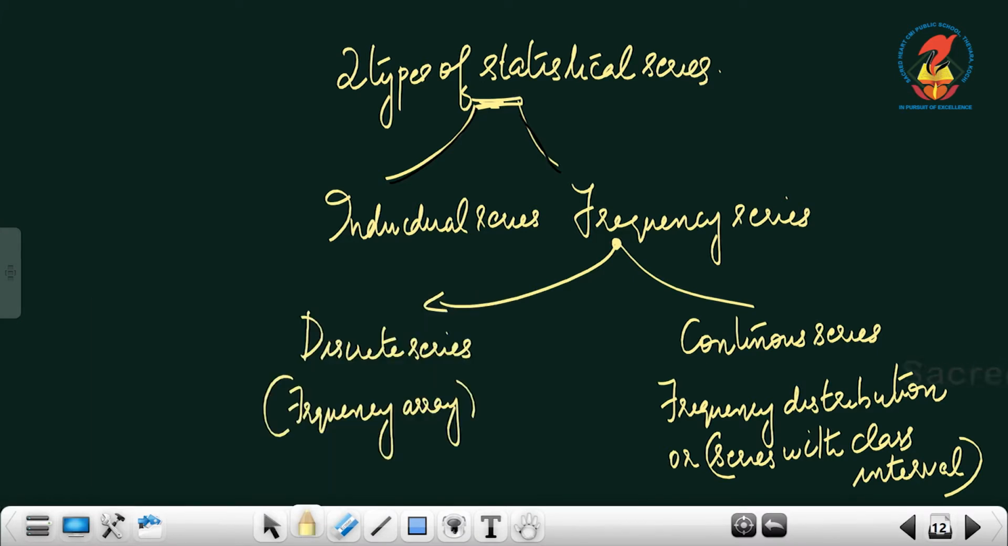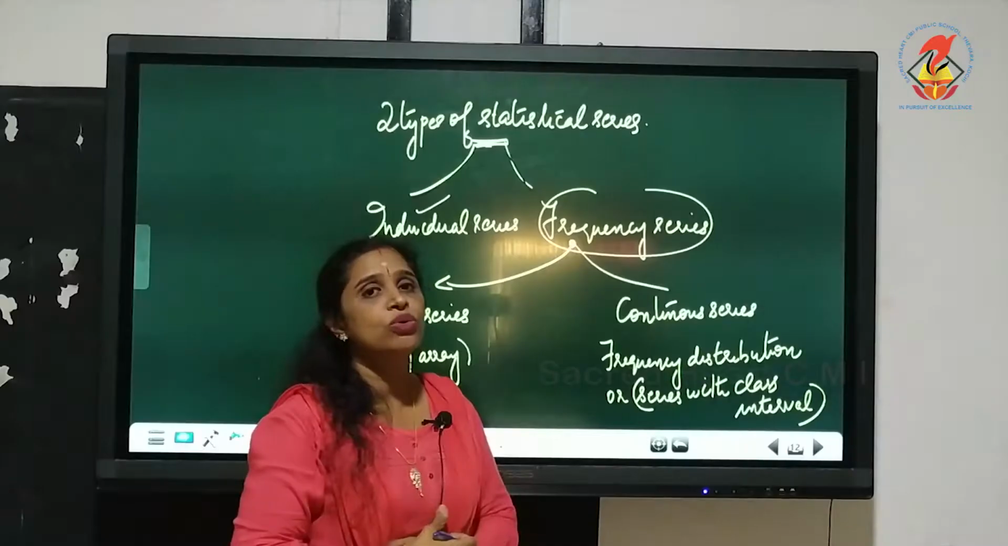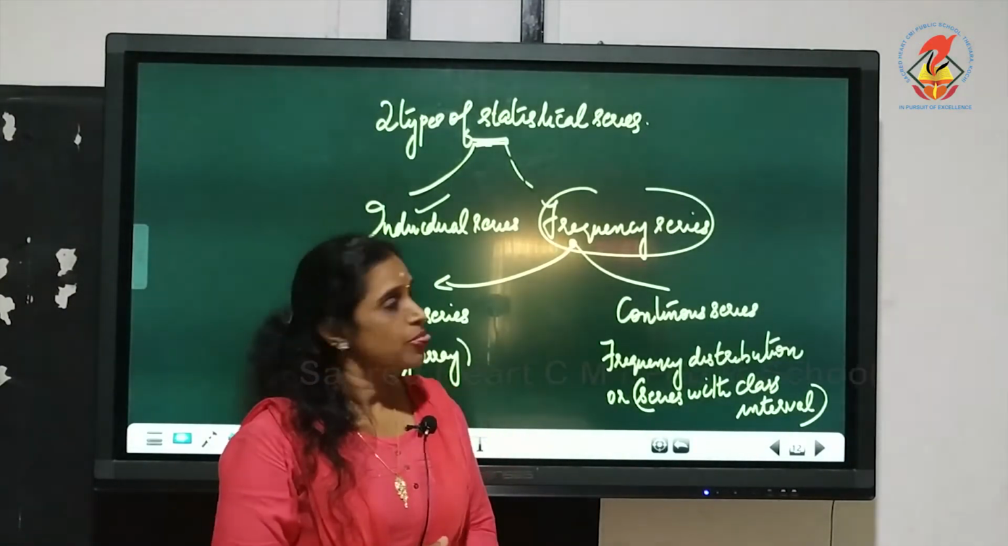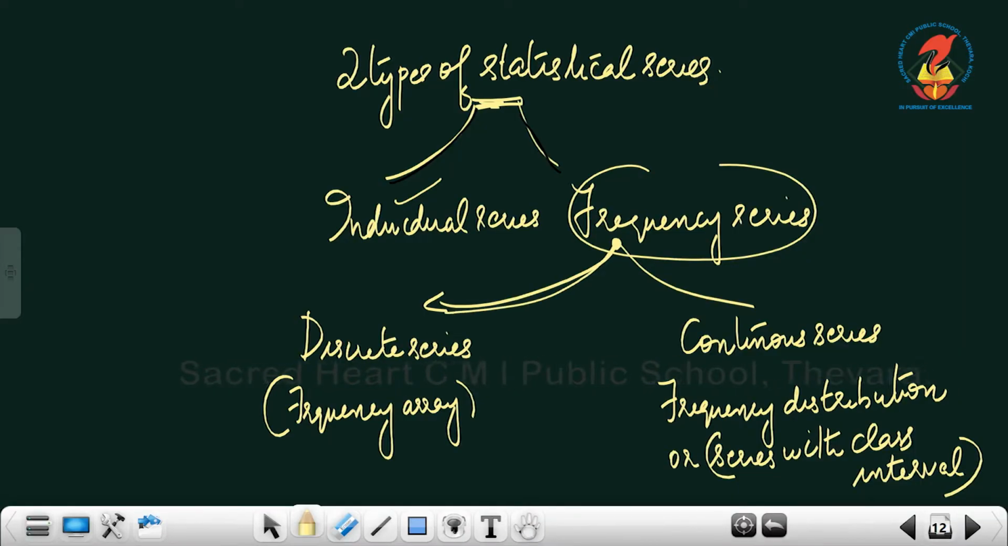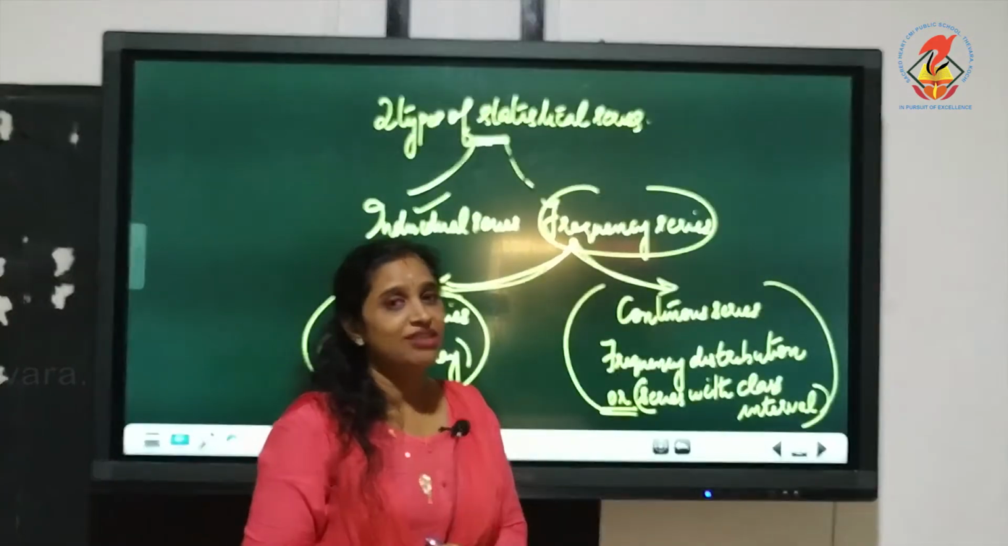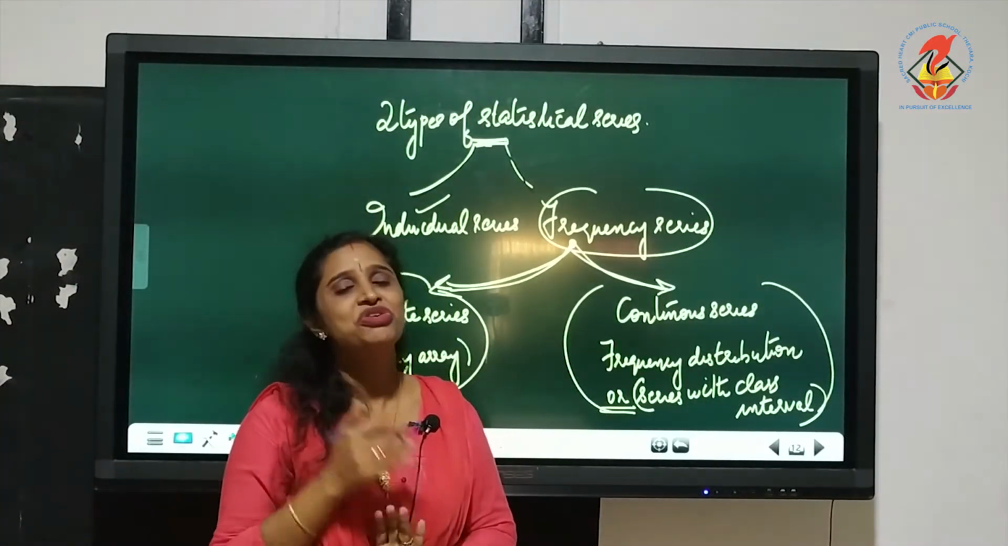And now we are going to discuss frequency series. We already finished individual series. We are going to see how raw data is organized in a frequency series. Now frequency series, as you all know, is divided into two, discrete and continuous, and this is just a reminder. Discrete series is also known as frequency array and continuous series is also known as frequency distribution or series with class interval. So definitely in a frequency series you will have frequency.